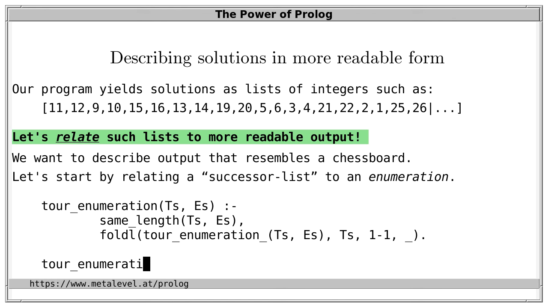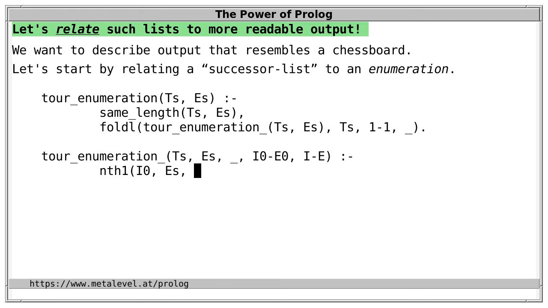Now, let's describe the elements of Es. In fact, it turns out we don't even need the current element of Ts. We only need the tour Ts, the enumeration Es, the current state of our pair I0, E0, and the next state of the pair I and E. And this shall hold if the element at index I0 of Es is E0. So that's the key constraint to describe the enumeration. The integer at index I0 of Es is the current square number E0, okay?